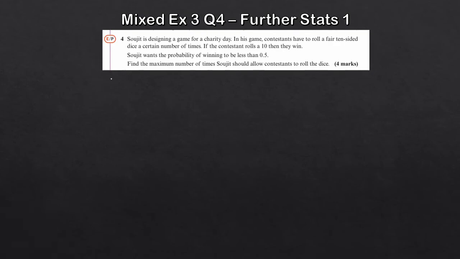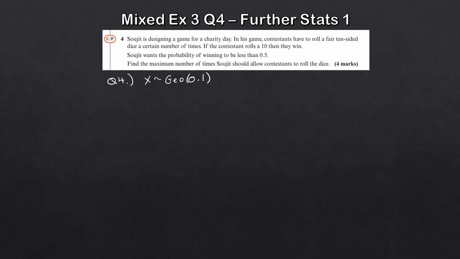So question 4 from the mixed exercise 3, question 4. So what we do know is that this is a geometric distribution. So x is a geometric distribution. Now my P here, it's not explicitly defined, but we can work it out, right? If it's a fair 10-sided dice, and if it rolls on a 10, my probability just clearly has to be 1 over 10 or 0.1, okay? So that's my probability, my P there.